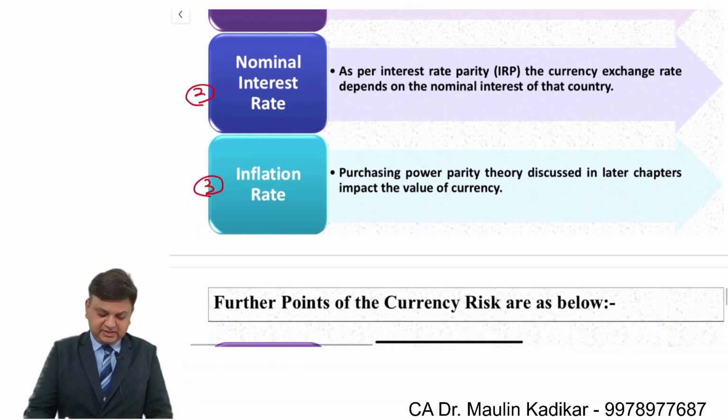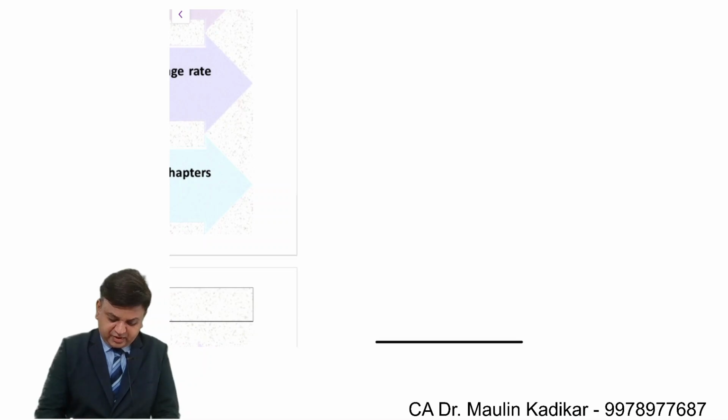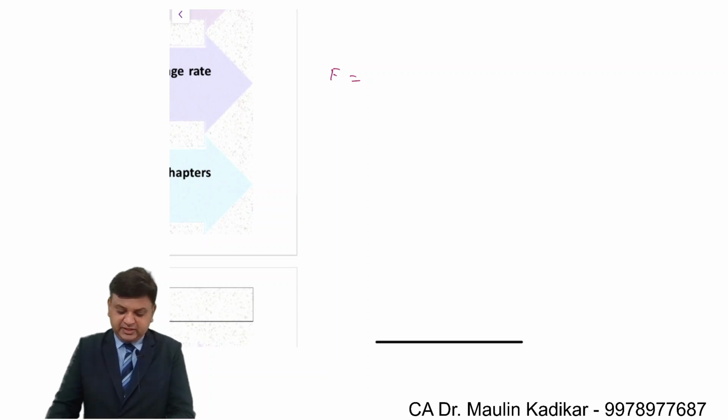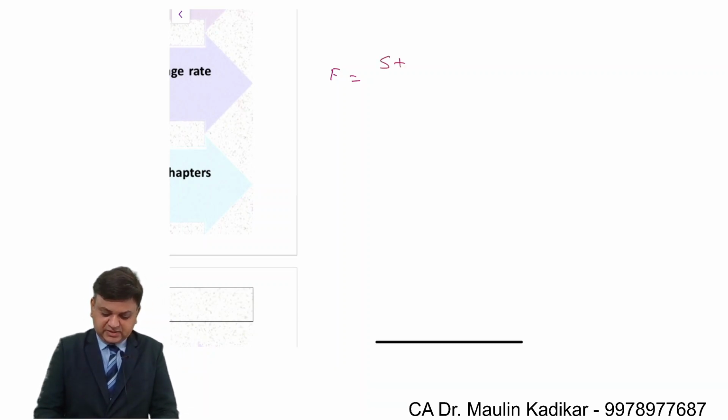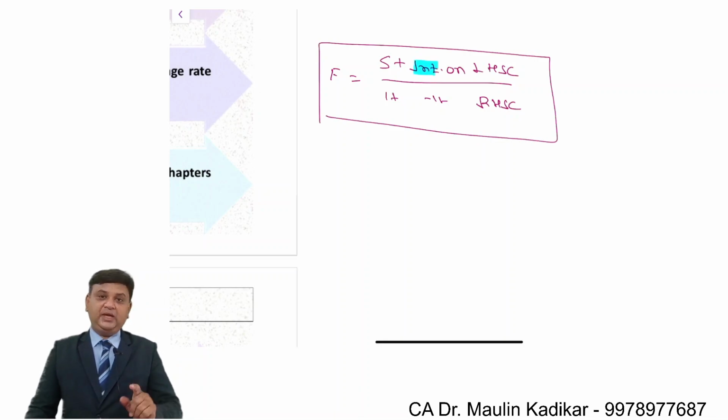Nominal rate of interest, and this is very important. As per interest rate parity, the currency exchange rate depends upon the nominal interest rate of the currency. Friends, as far as the forward exchange rate is concerned, which we study in foreign exchange risk management, it is spot times 1 plus interest on the left hand side currency divided by 1 plus interest on the right hand side currency. Here you can understand that the interest rate is very important in this situation.